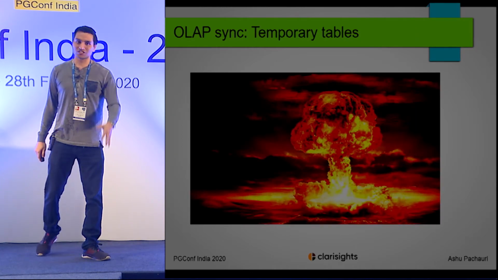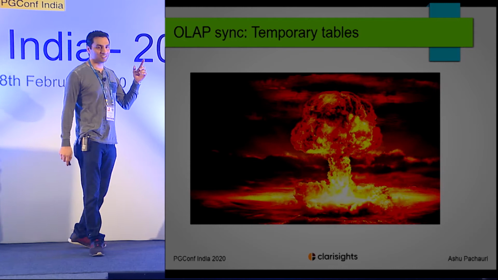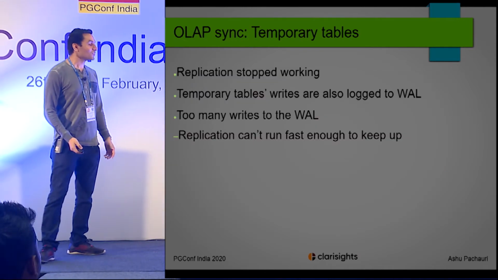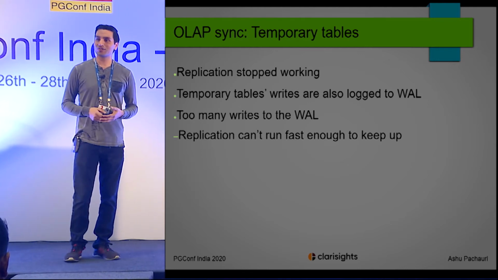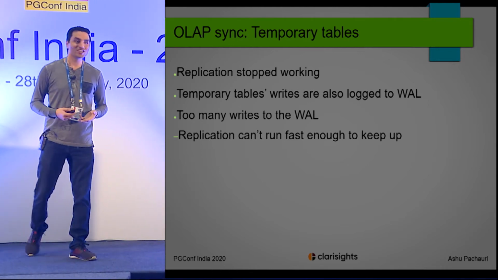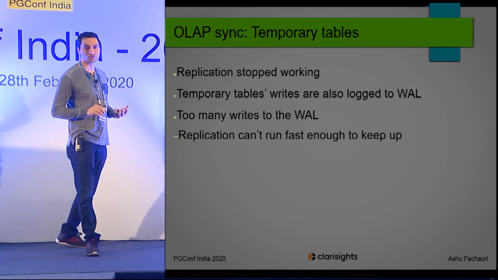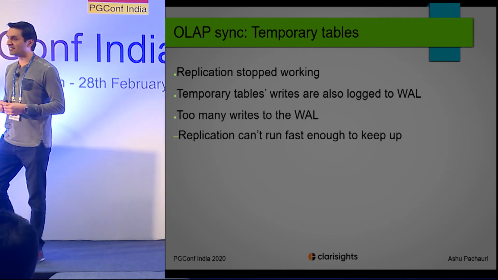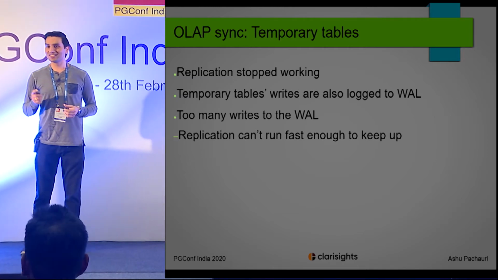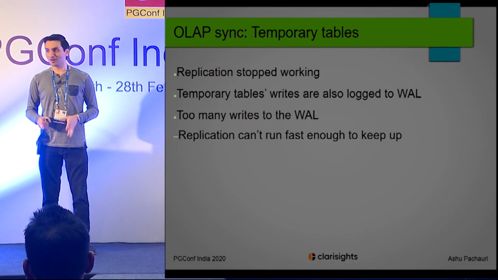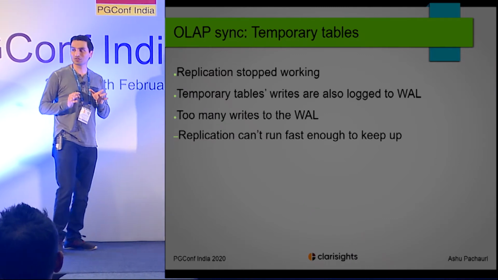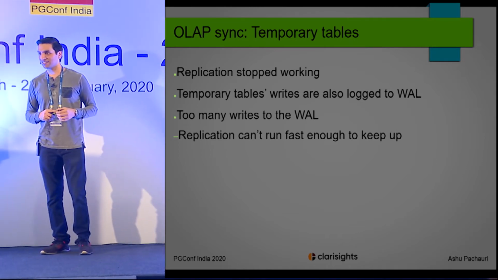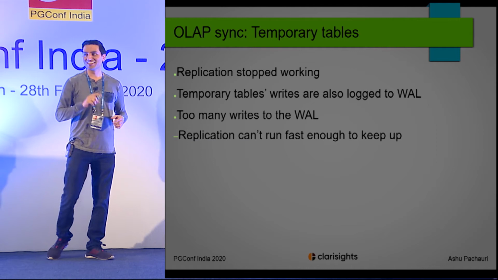As soon as we pushed to production, this is what happened. Our replication stopped working. And the reason it stopped working is temporary tables are still written to the write-ahead log. Why would you write temporary tables to the write-ahead log? I don't know why Postgres chose to make this decision. I might be wrong, but this is something that I have tested at least with Postgres version 10. That is the next slide basically.